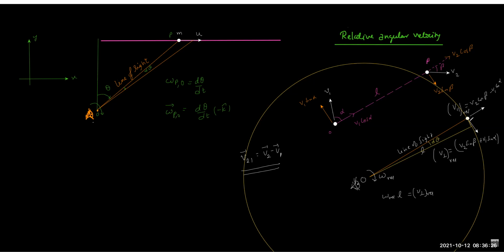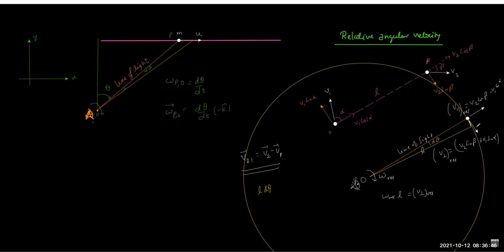So what is this arc length? If you assume this as center and this is radius, what is arc length? R theta, R d theta. Yeah, so arc length is L d theta, right? R theta is L d theta. Yes.